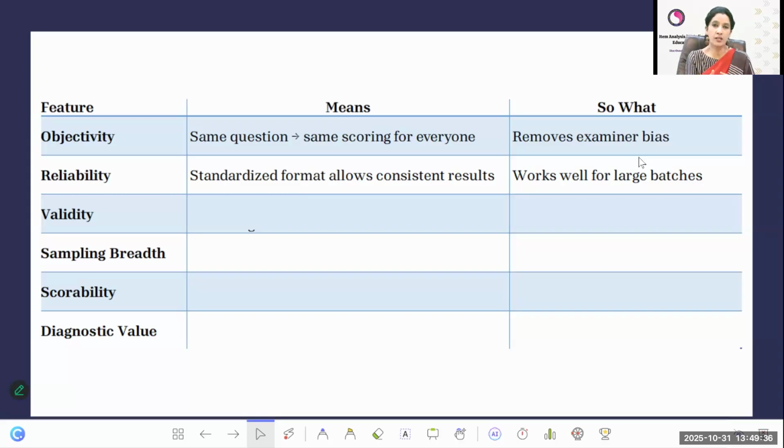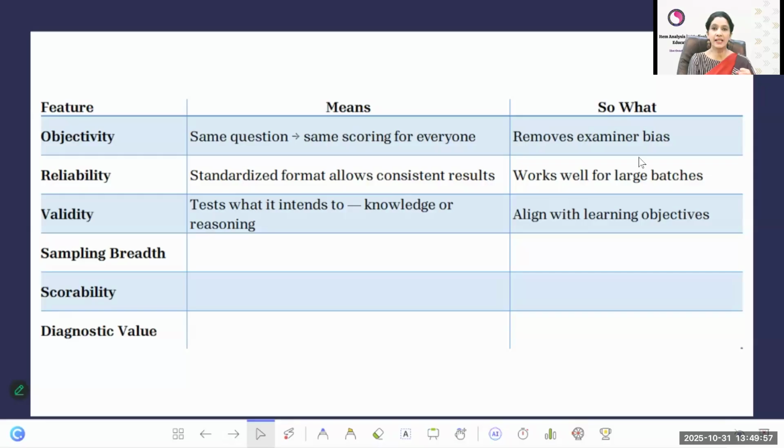There are medical colleges where the number of students is 250 in a single batch. So it gives a lot of burden to the examiner to check that many papers. For one-time summative assessment, yes, it is okay. But if you have to do it multiple times, it is quite burdensome. So MCQs work well for large batches also. And validity is also good.